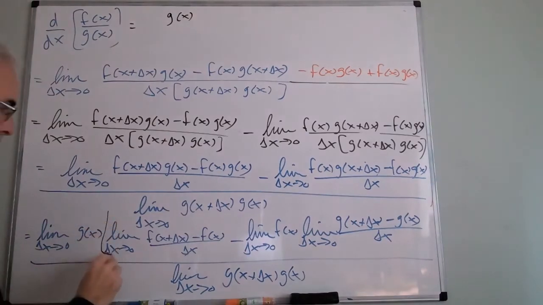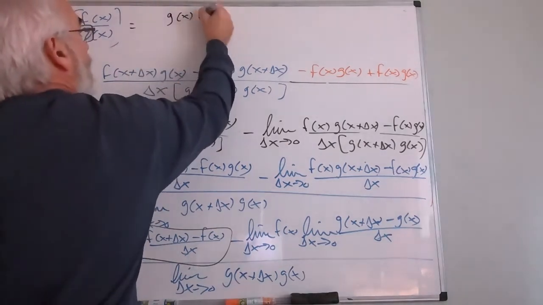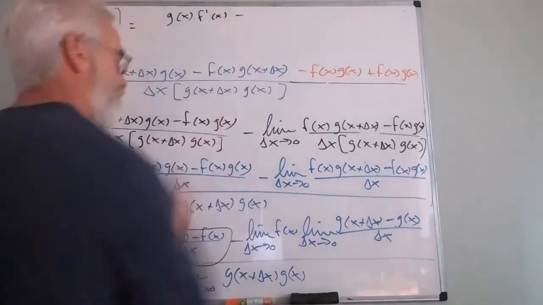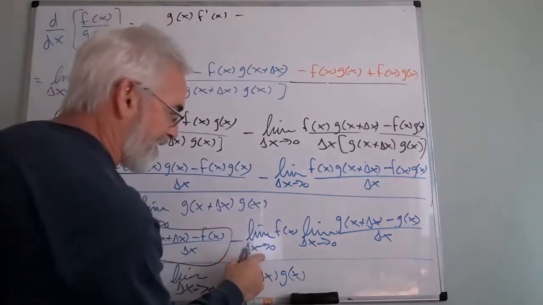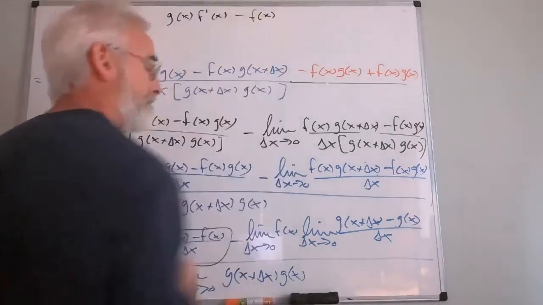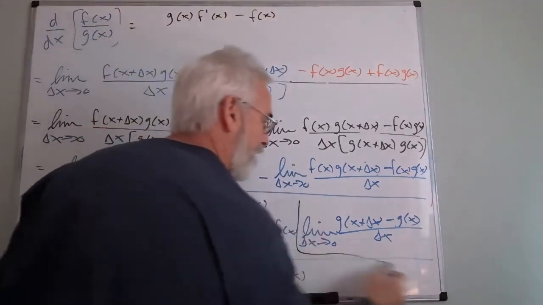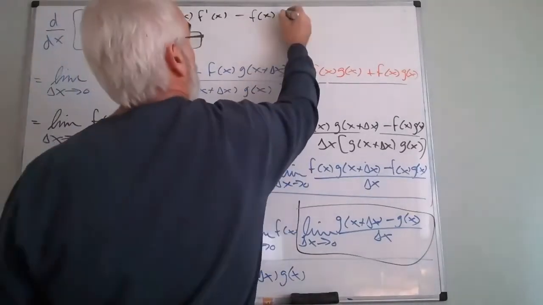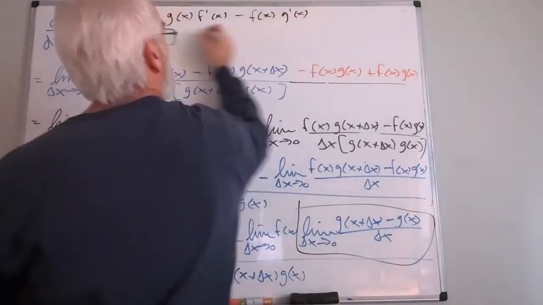This guy right here, that is the definition of the derivative of f of x. So that is f prime of x minus, as delta x goes to 0, of f of x, it's just f of x. And this guy right here, that is the definition of the derivative of g of x. That's g prime of x.